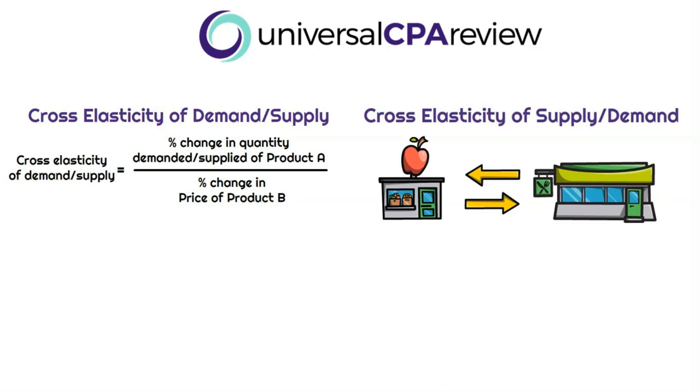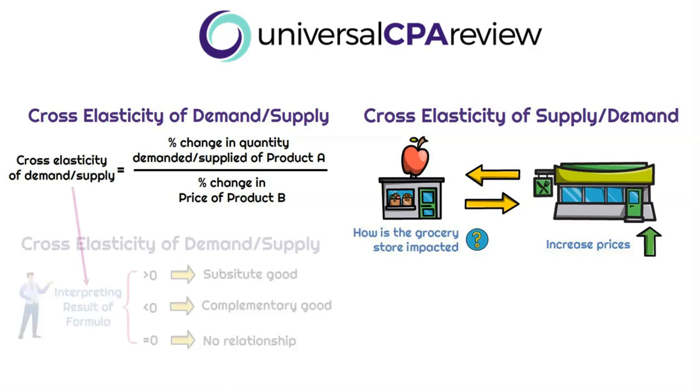So as an example, let's say we have a restaurant here and the restaurant decides to increase their prices. Well, if the price increases, we know the demand's going to go down. Now, the question is, how is the quantity demanded at the grocery store impacted, right? Will it go up? Will it go down? Is there any impact at all?